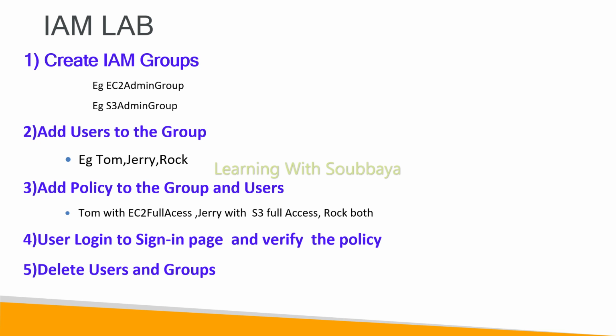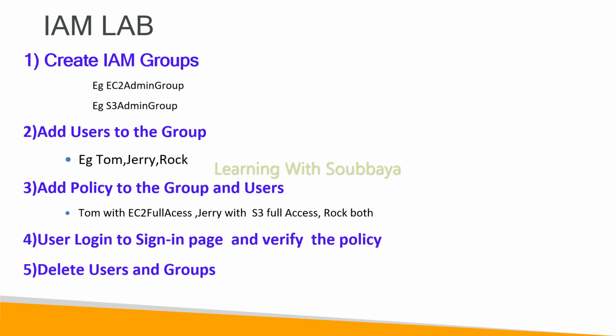One is the EC2 admin group. Another group is the S3 admin group. After creating the two groups, we are going to add the users to the groups. So we are going to create three users: Tom, Jerry, and Rock.